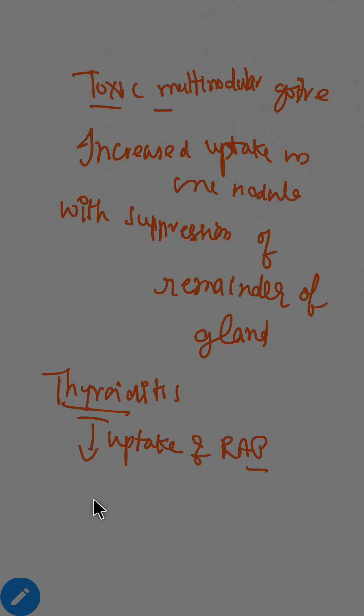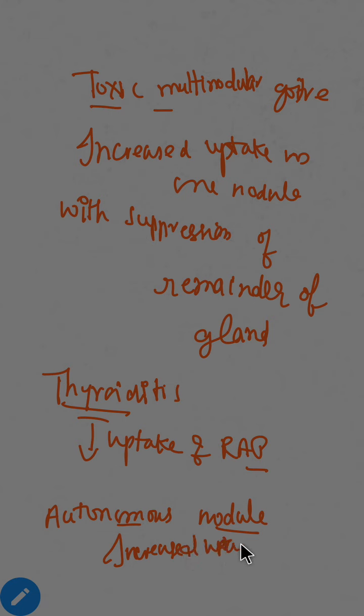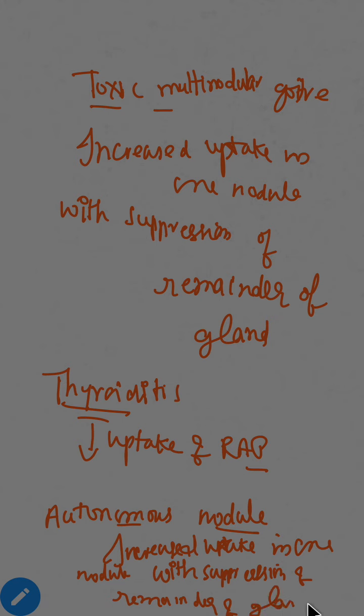Then moving to autonomous nodule. In autonomous nodules, there is increased uptake in one nodule with suppression of the remainder of the gland. Okay, this is about thyroid scan.